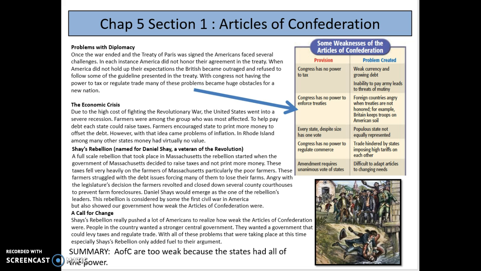The rebellion is considered by some the first civil war in America, but it also showed our government how weak the Articles of Confederation were, and basically they could not do anything. So if you look at the bottom, they are too weak because states had all the power.